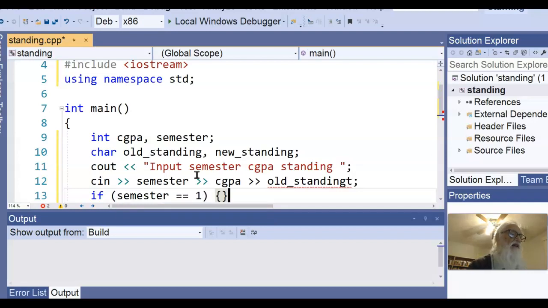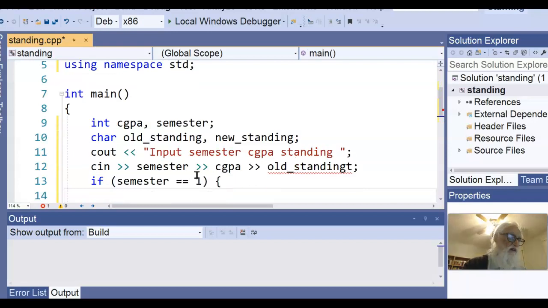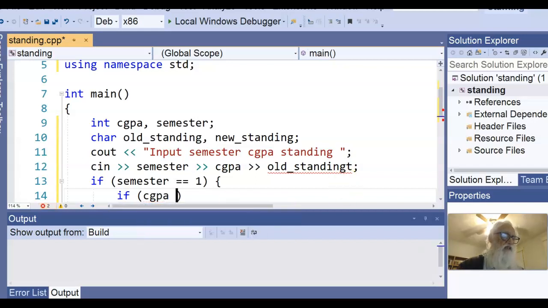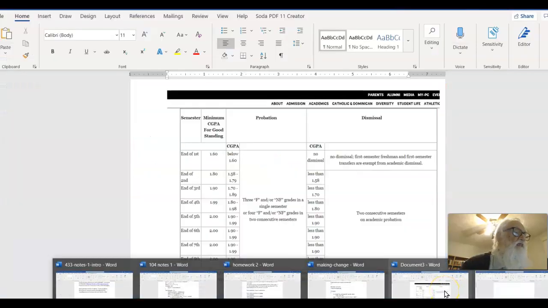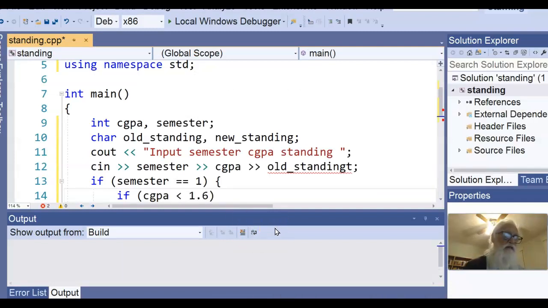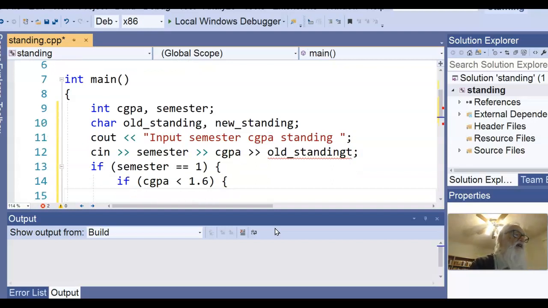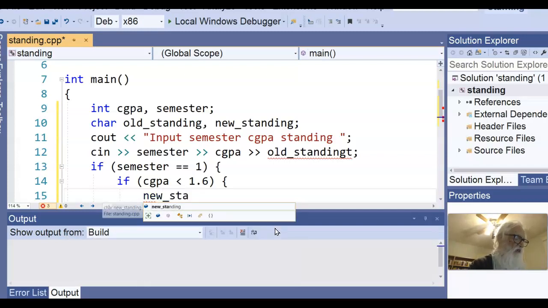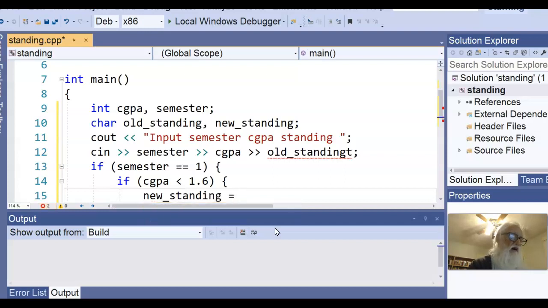If you are in semester 1, and I can do this in several different ways, but I'm going to try this way. If you're in semester 1, I want to test your GPA. If you're CGPA, and the table says, if it's less than 1.6, you're on probation. So if it's less than 1.6, then I'm going to say that new standing, and actually that will work here. New standing equal probation.